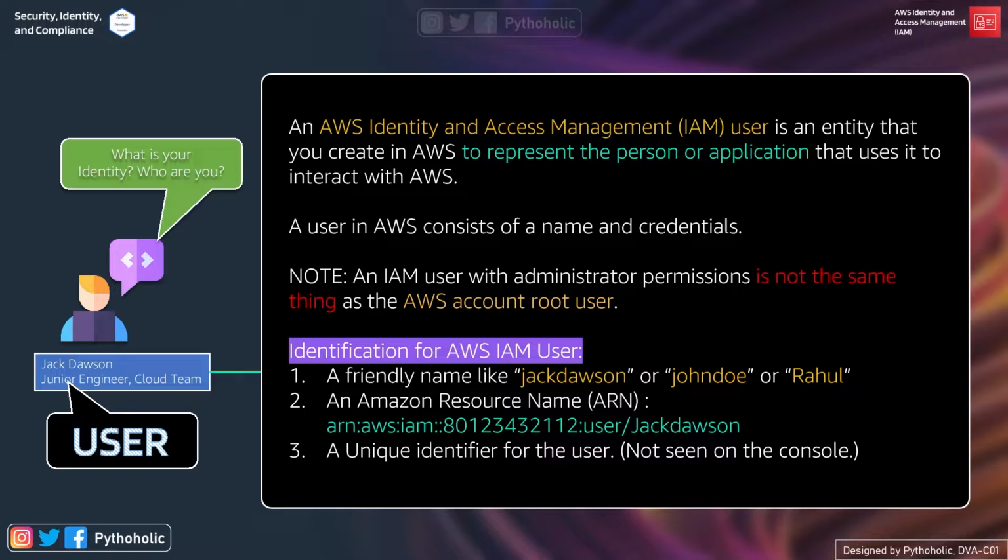And next is, how do we identify the AWS user? Here are a few points that have been mentioned for identification of AWS IAM user. So it could be a friendly name like Jack Dawson, John Doe, or Rahul like we have. It could be an Amazon resource name ARN like ARN AWS IAM, the account ID : user/Jack Dawson. And it could also be a unique identifier for the user. This ID is written only when you use the API or AWS CLI to create the user. You do not see this ID in the console. So this is how we can identify an IAM user, and we'll also look into these, so don't worry about it.